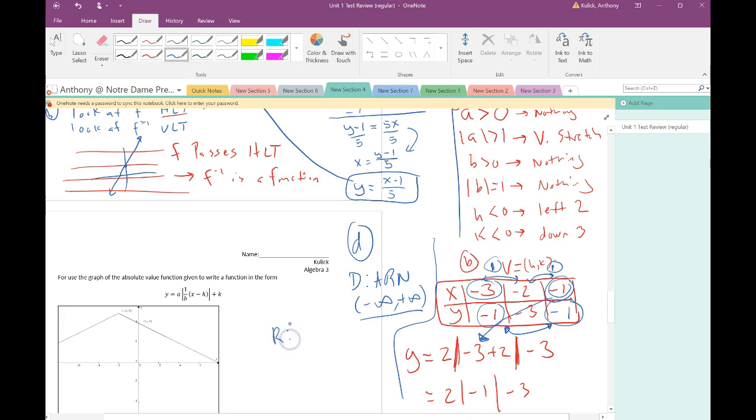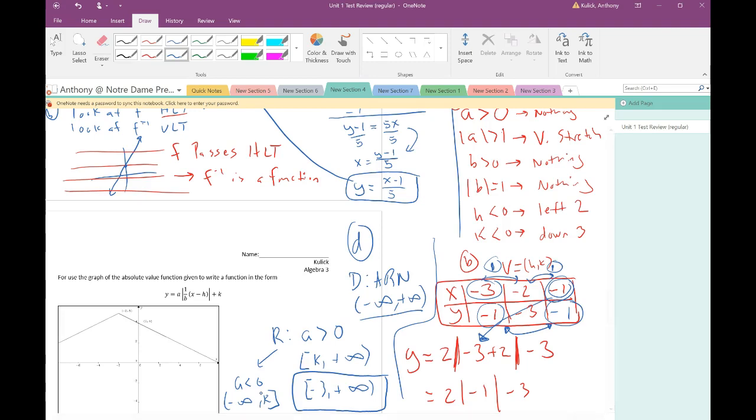And the range, well, the range is going to depend on whether the a value is positive or negative. Since the a value is positive, we're going to go from the k value up to positive infinity. So here we have negative 3 was our k value to positive infinity. If a was negative, we would go from negative infinity up to k. Okay with that, Paige?